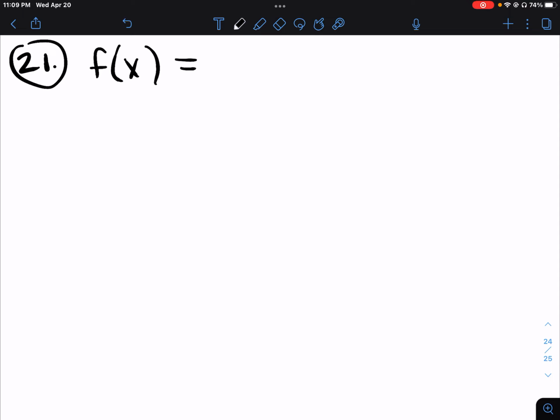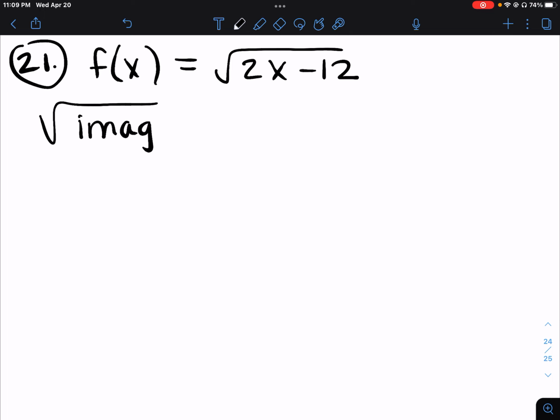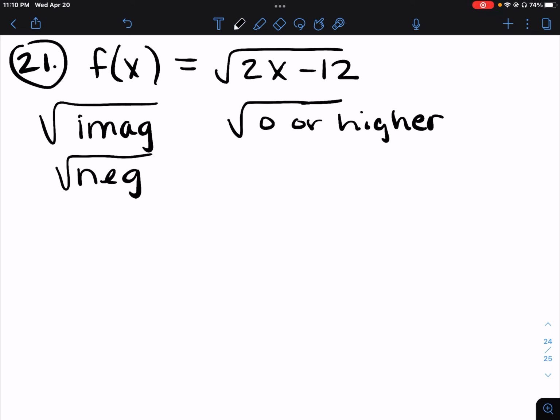Number 21 also asks to find the domain. We can't have imaginary numbers, which is when you have a negative. So what's inside the root has to be 0 or higher. We can't have negative numbers inside that square root. So 2x minus 12 has to be 0 or more.